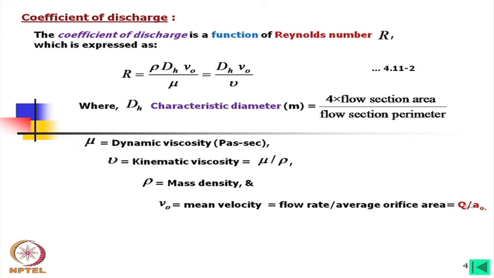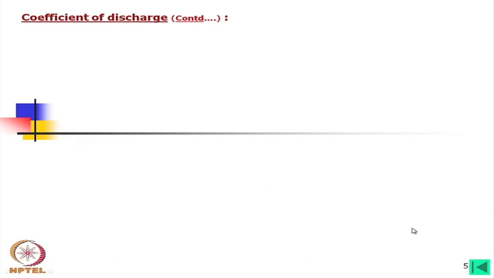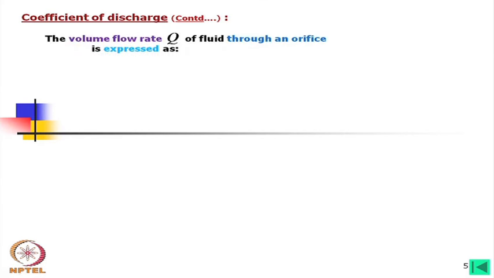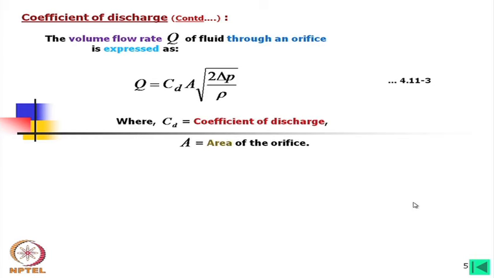Now, again we have written A_0, which is normally the geometric area. The volume flow rate Q of fluid through an orifice is expressed as Q equals Cd A times the square root of 2 times the pressure drop divided by rho. This is a very well-known formula, widely used, but here we concentrate on Cd, the coefficient of discharge factor. Here A is the area of the orifice. Again, I would say this is the geometric area of the orifice.